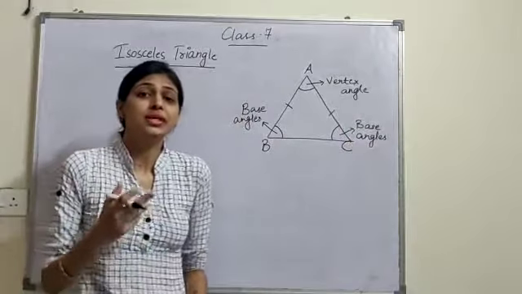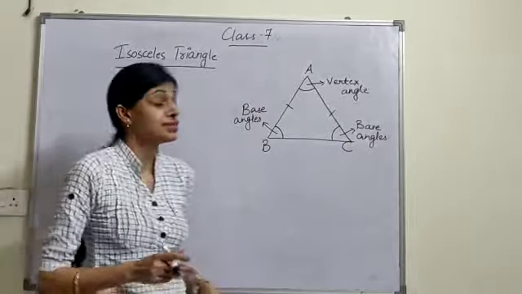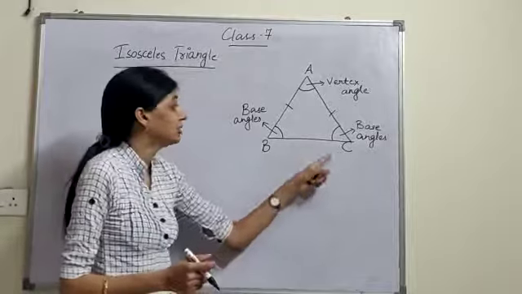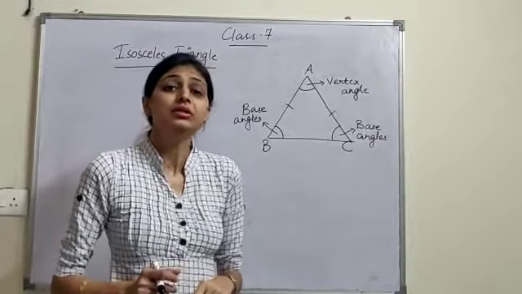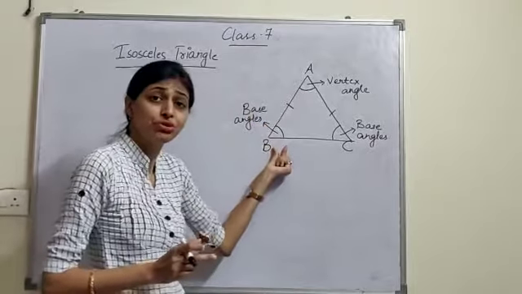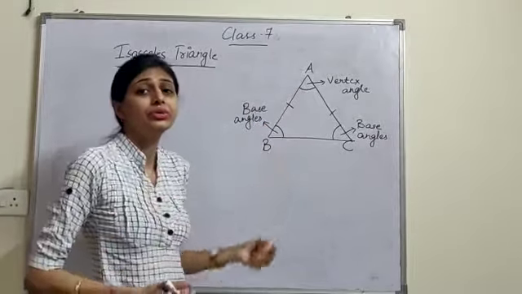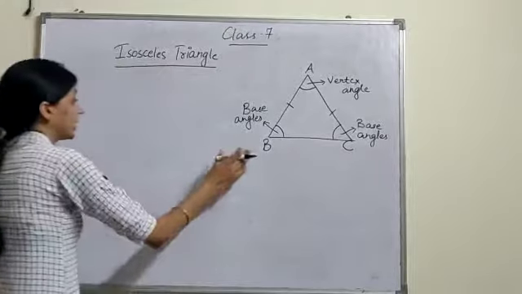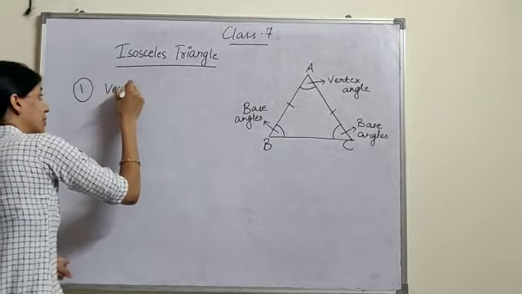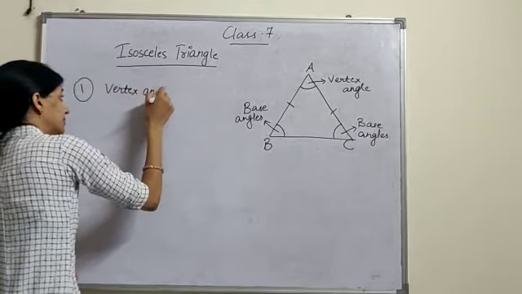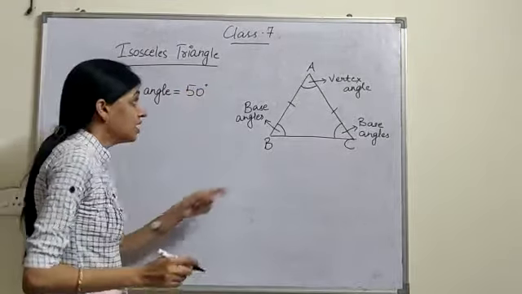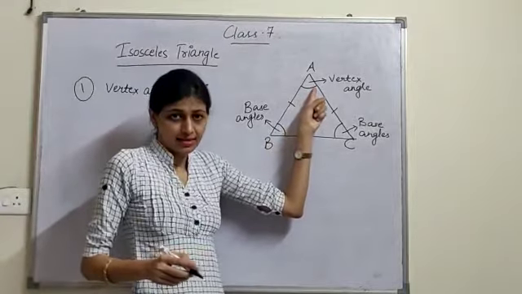Now the one thing which is interesting in an isosceles triangle is if only a single angle, any single angle, is known to you, you can find out the other two angles of the triangle. How can we do this? Suppose in the first part we are given the vertex angle equal to 50 degrees. Now I only know the vertex angle.